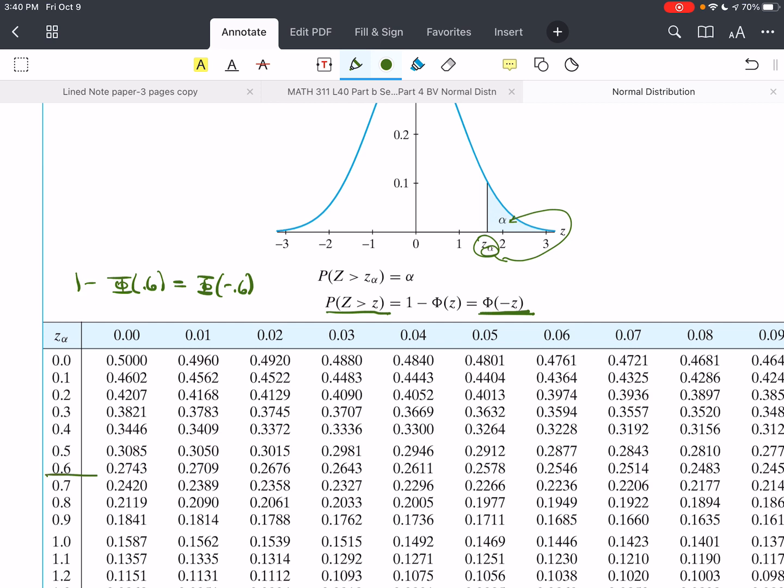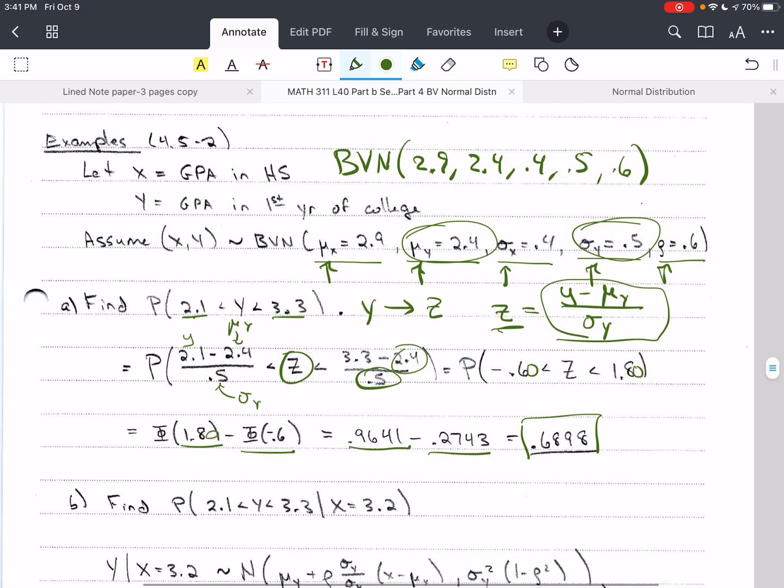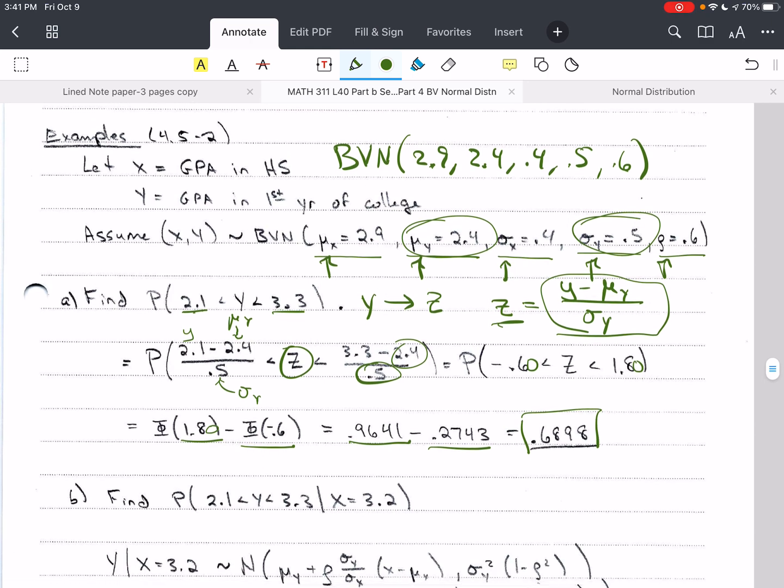So I look down here and I find that this value is 0.2743. Obviously, if you want to use the first table, you can, if that makes it easier for you. But I get the number directly from this table, 0.2743. And so I plug in 0.2743, and I get 0.6898.